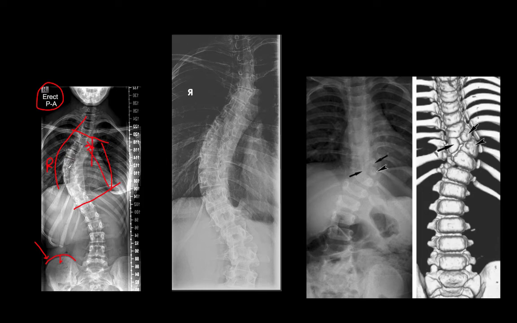Cobb's method uses a third landmark, and so the reliability isn't as great. Here's another patient with a really dramatic right convex thoracic scoliosis. So idiopathic ones will be free of any congenital anomalies, free of any underlying causes.